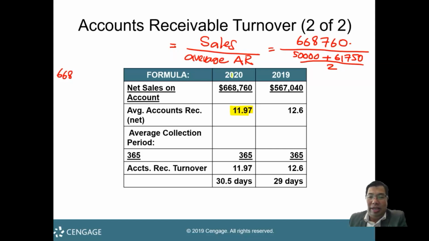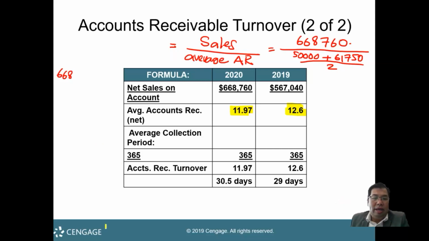Whereas in the previous year, your average account receivable turnover is 12.6. This measures how many times your sale compares to your average account receivable.